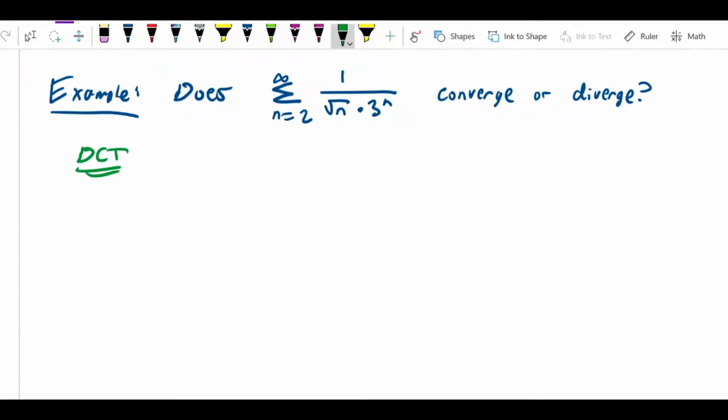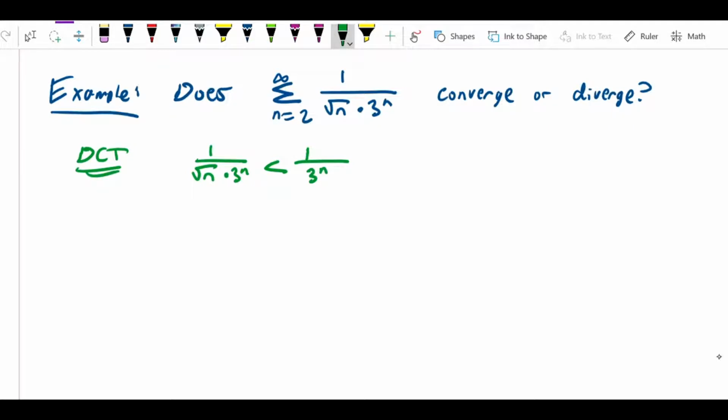The intuition that you want to form here is that if I didn't have this square root of n here, this would look very much like a geometric series. So the thing to observe is that 1 over the square root of n times 3 to the n is going to be less than 1 over 3 to the n.